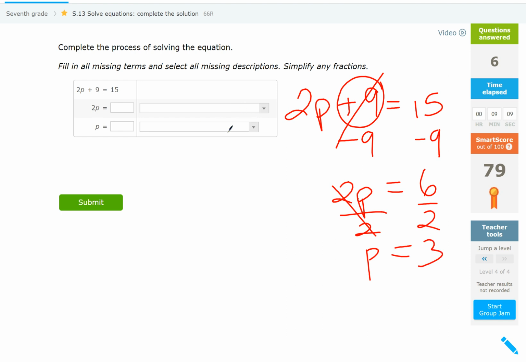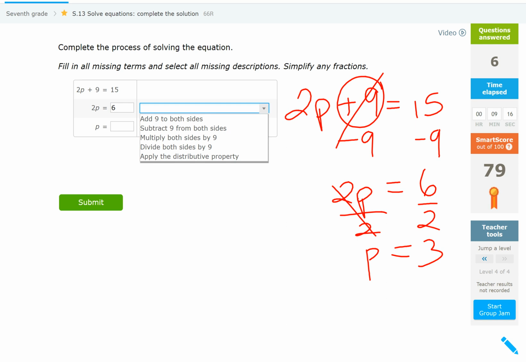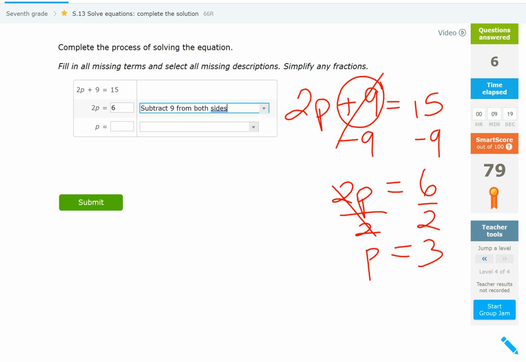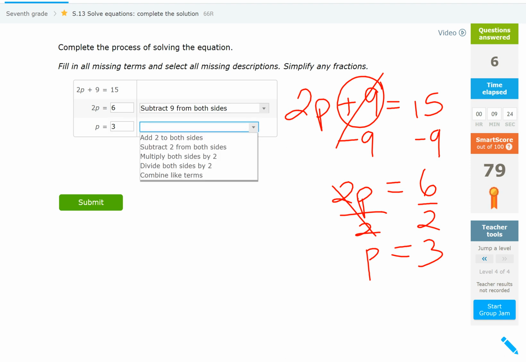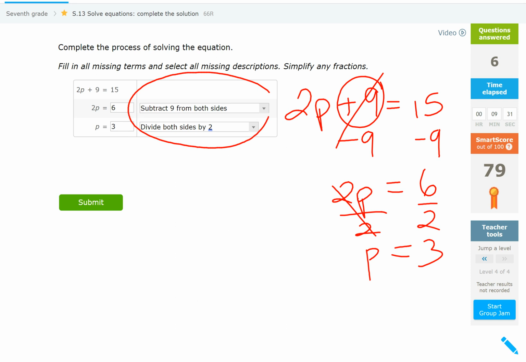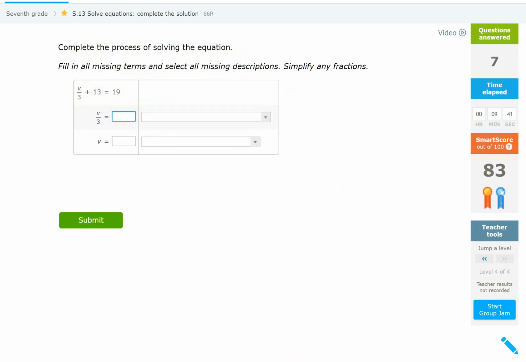And so I go back in and I say, all right, so 2p was 6. And how did I get that? I got that by subtracting 9 from both sides. And then I found out that p was 3, and I got that by dividing both sides by 2. And as you can see, these clues here actually make sure that you're on the right path. So as long as you solved it correctly and then went back and confirmed, you'll see, okay, this is what I was supposed to do, and you can be pretty confident that you solved it correctly. All right, so I'll do one more, and then we'll cut it off.